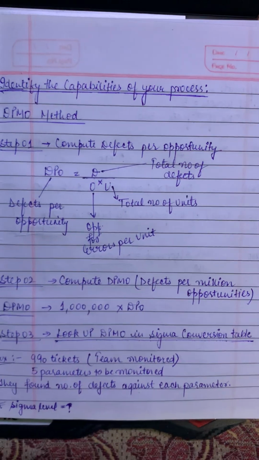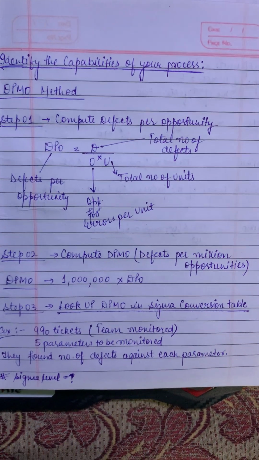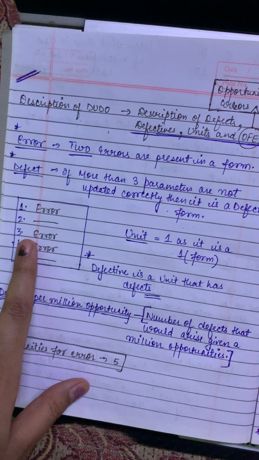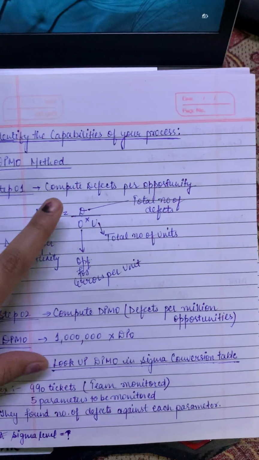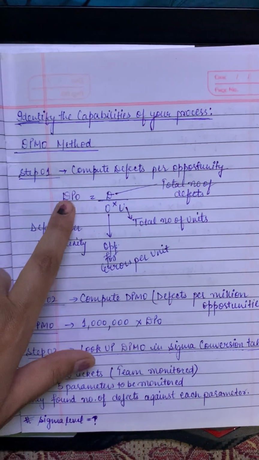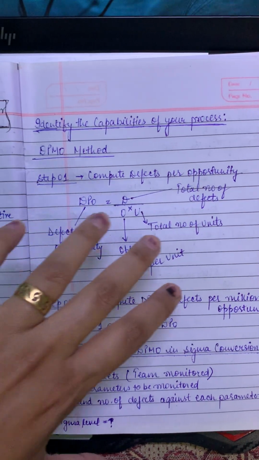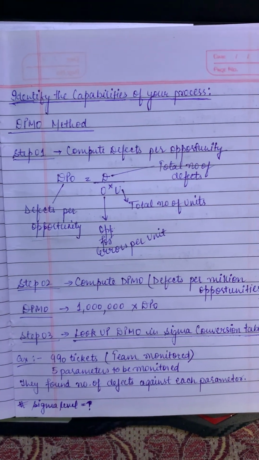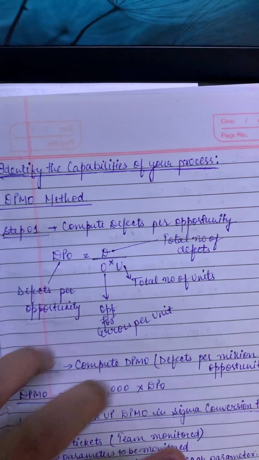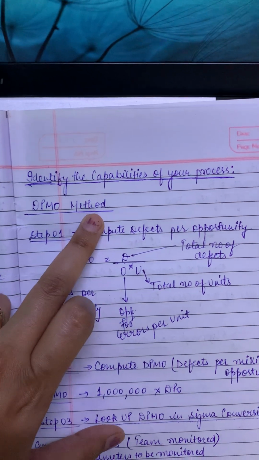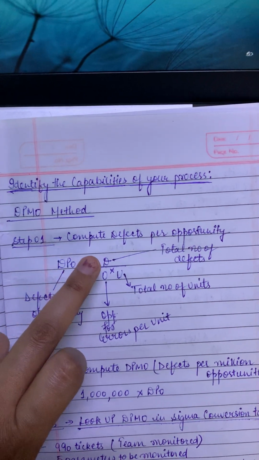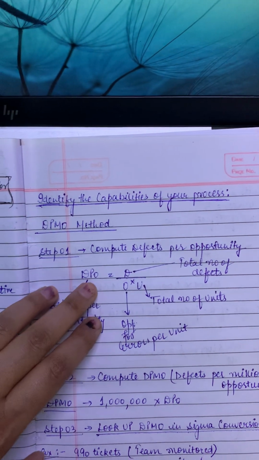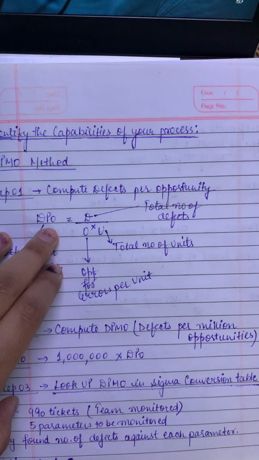Another point I am talking about is identifying the capability of your process. So we have this form and we need to check the capability of the process. So the capability of the process, we need to calculate it. Numerics will be there. So we have 2 methods: the DPMO method, which includes the formula, and the DPO method. So the DPO method we'll be talking about first.